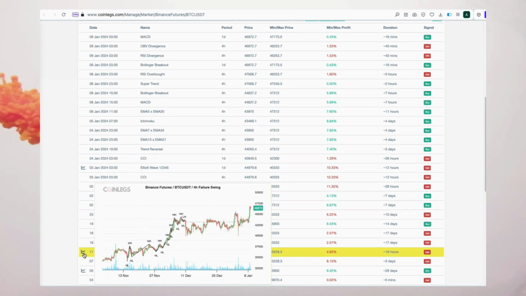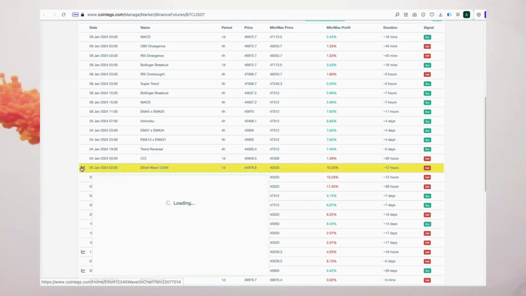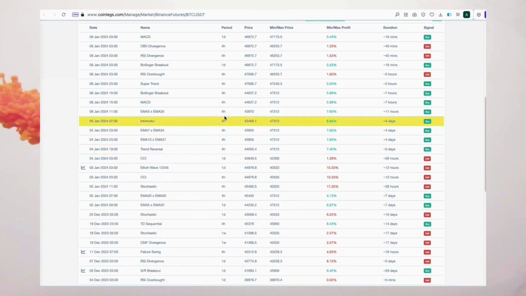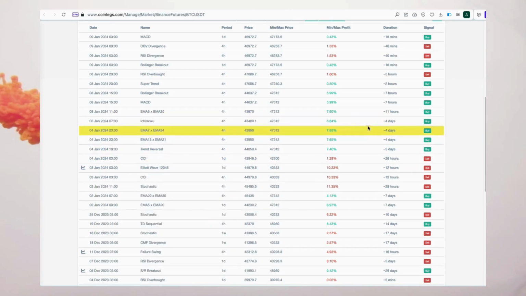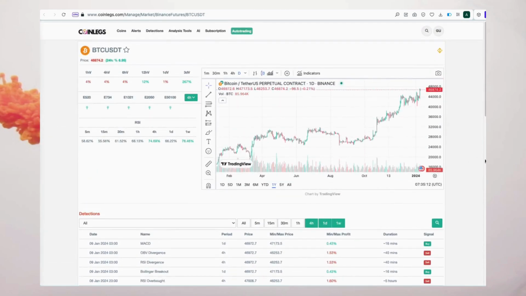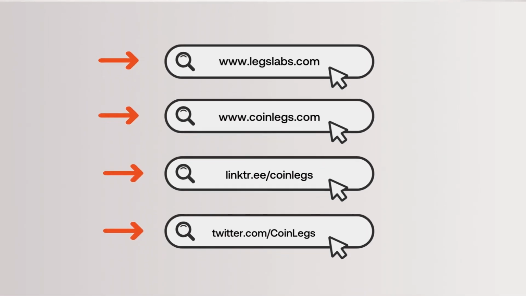All the comprehensive tools you need for trading are available to you for free. No need to spend hours searching for coins and navigating through charts. With CoinLegs' advanced trading tools, let time be on your side.